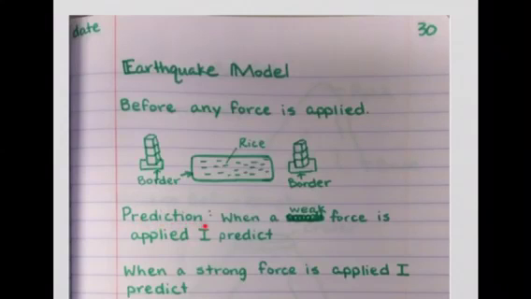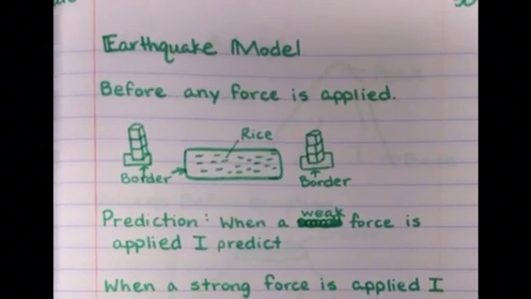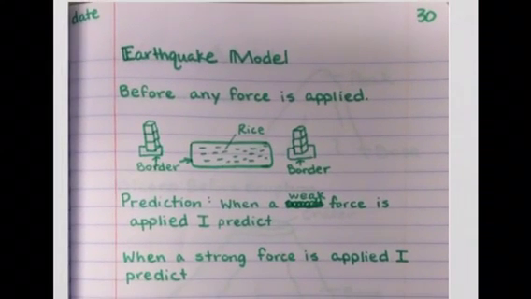Then you're going to make a prediction of when a weak force is applied. I predict, and you can leave that blank, and we'll talk about it tomorrow, and that way you can just fill it in class. And then down here, you're going to put when a strong force is applied, I predict. Okay? And then that way you're just going to have your complete journal entry ready to go, and we'll show you the model tomorrow, and then we can fill it in right after we look at the model. Okay? Pause the video now and get all this data into your journal.